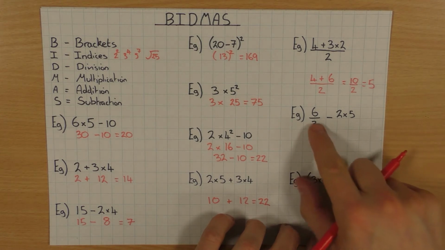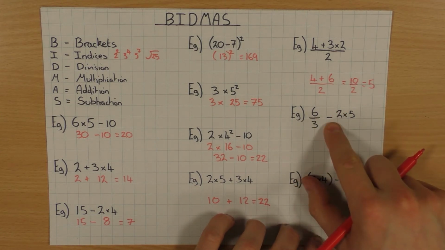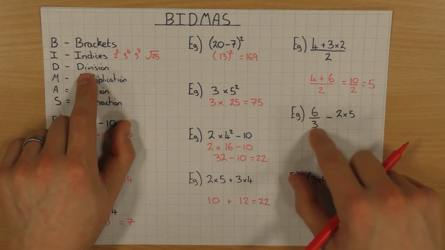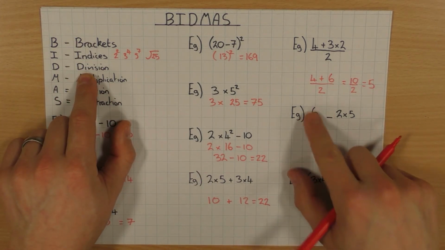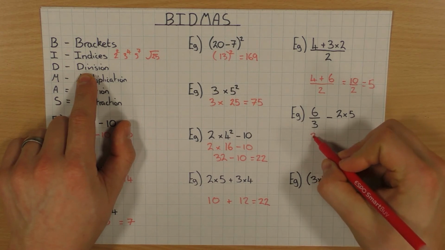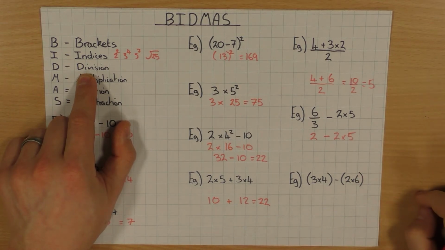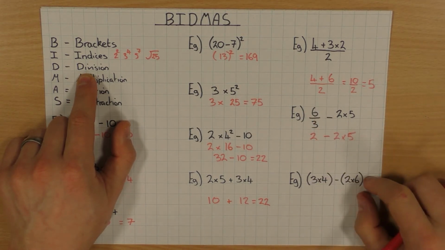This one's a little bit different because I have a division, I have a subtraction, and I have a multiplication, which means I should do the division first. And in this particular example, I can do 6 divided by 3, not a problem. So 2 minus 2 times 5, like so. Okay, so if you can do it, make sure you do it first.